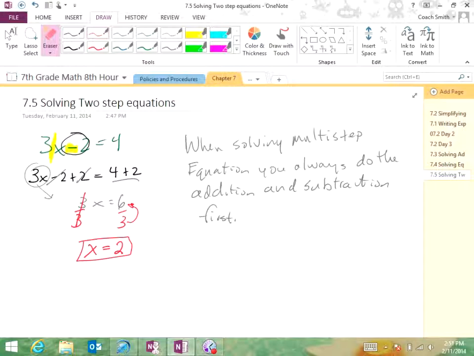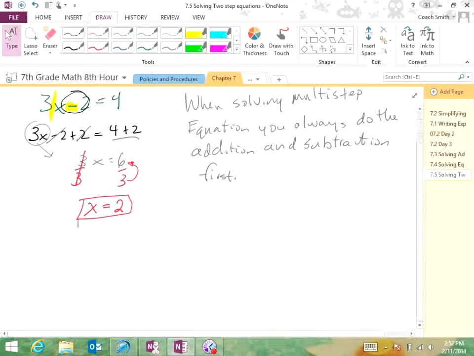Okay? Let's look at another one. Let's say we have negative 7x plus 5 equals negative 9. Okay, once again, addition and subtraction first. We have addition, so the inverse of addition is subtraction. So we have negative 7x plus 5 minus 5 equals negative 9 minus 5.